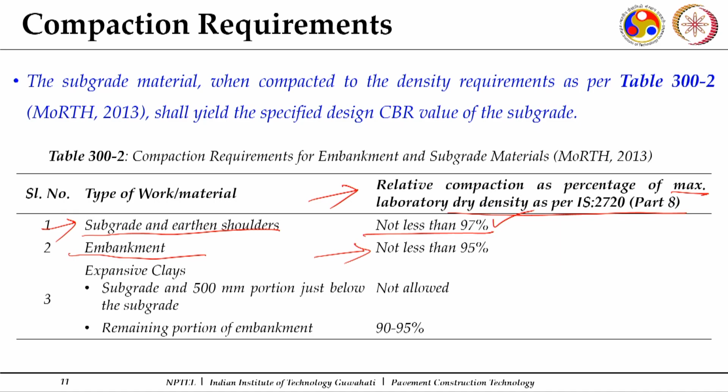And it even says, first of all, expansive clays we discussed in the previous lecture should not be used in the subgrade as well as the 500 mm portion just below the subgrade. And if it is used in the remaining part, then the density can be in the range of 90 to 95% while preparing these lower layers of a pavement structure.